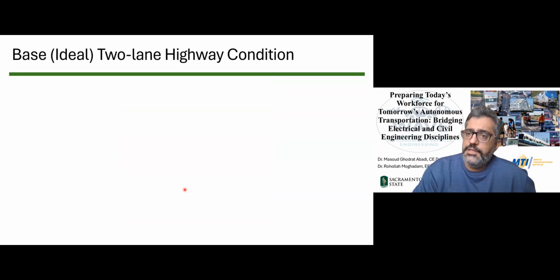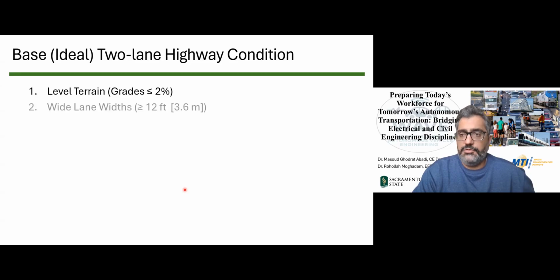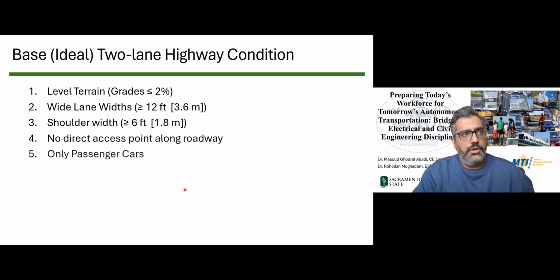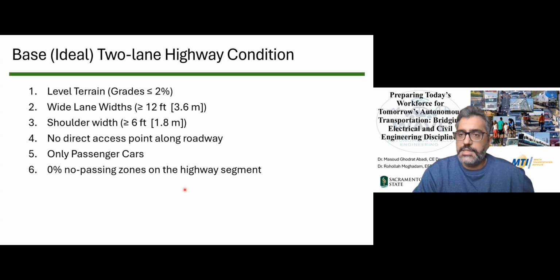We'll consider the ideal situation, and we'll see what the condition is on our roadway. We will compare it with that ideal condition. So the ideal condition for a two-lane highway: level terrain, again, wide lane width, 12 feet minimum, shoulder width, 6 feet. Again, we're only looking at the right side this time. No direct access points along the roadway, only passenger cars. So this is a new thing: 0% no-passing zones on the highway segment, which means that at any point, if you want to cross the lanes and occupy the opposing lane, you're technically allowed to do that.